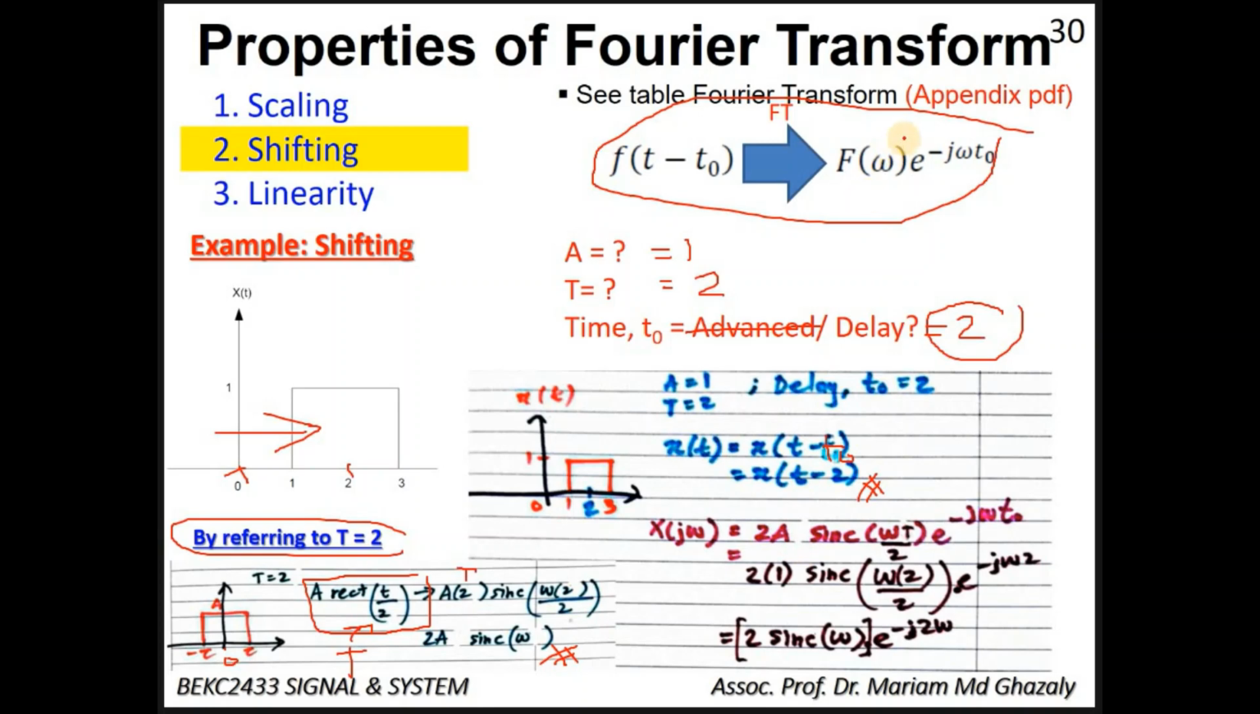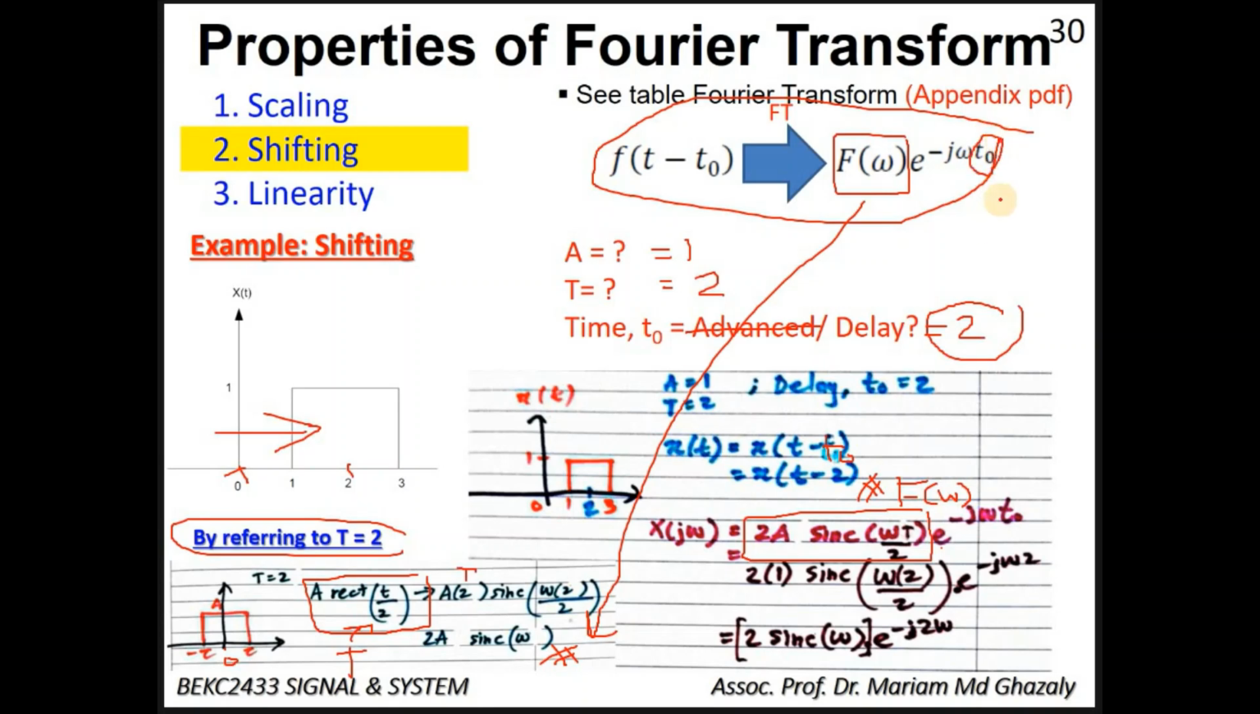If you look at the transformation pair, to find out what is f of t minus t naught, you must first get the Fourier transformation for f omega, which is what you did here. So you already got the Fourier transform for this signal, which is 2a sinc omega. So this one is f omega, dot e to the minus j omega t naught.